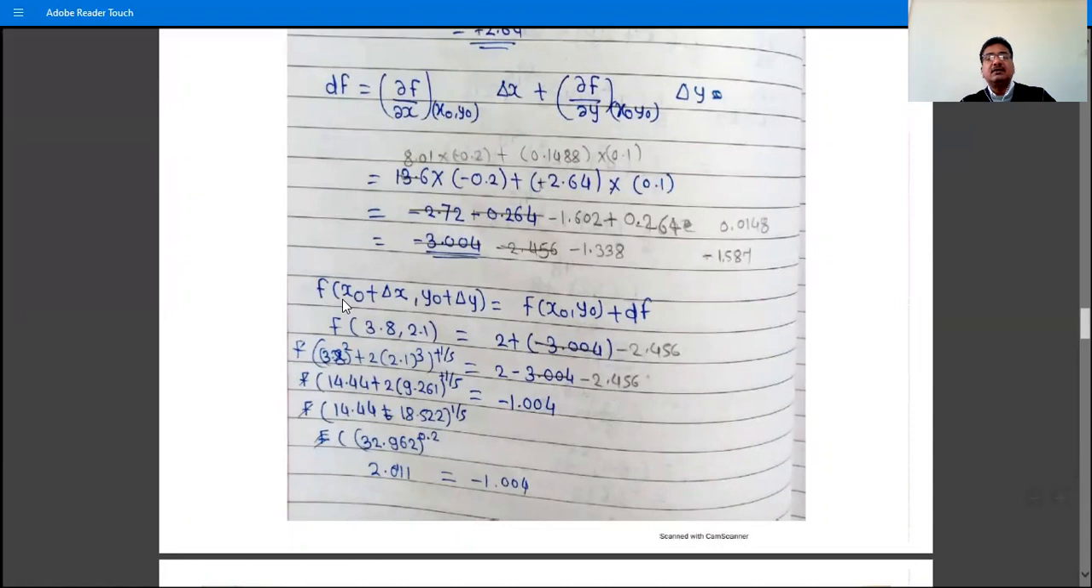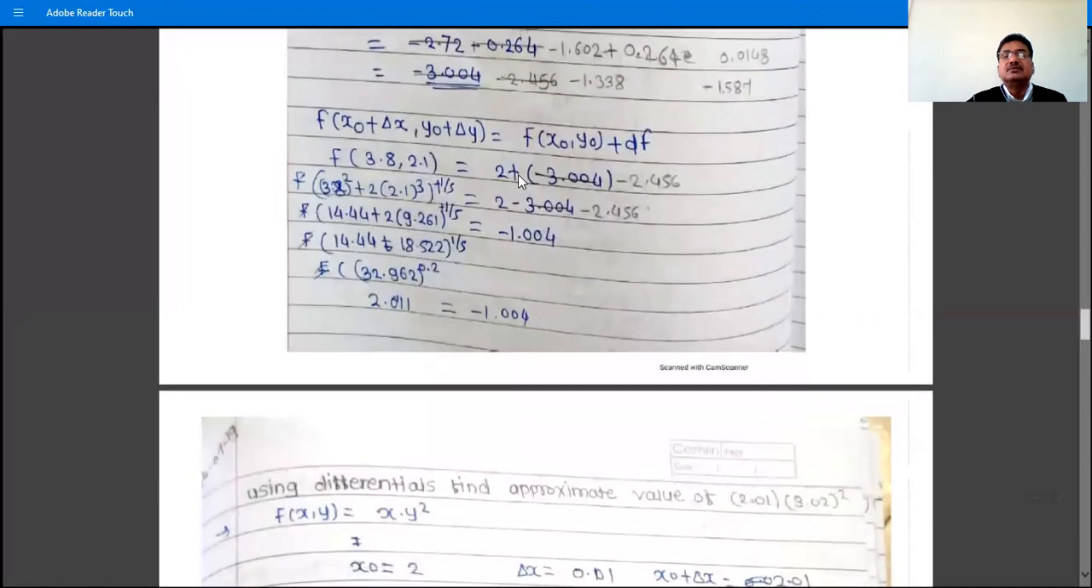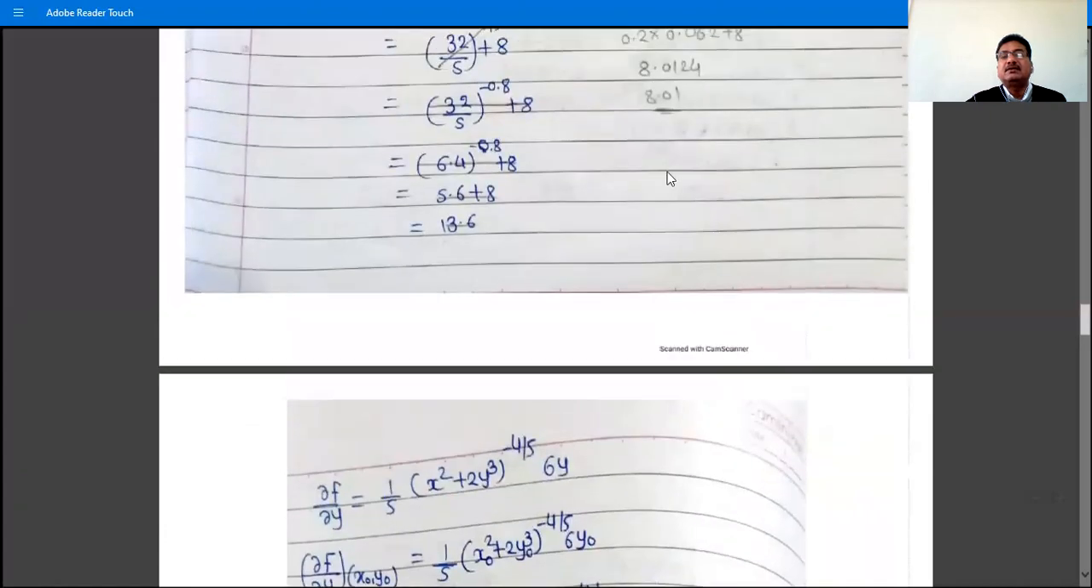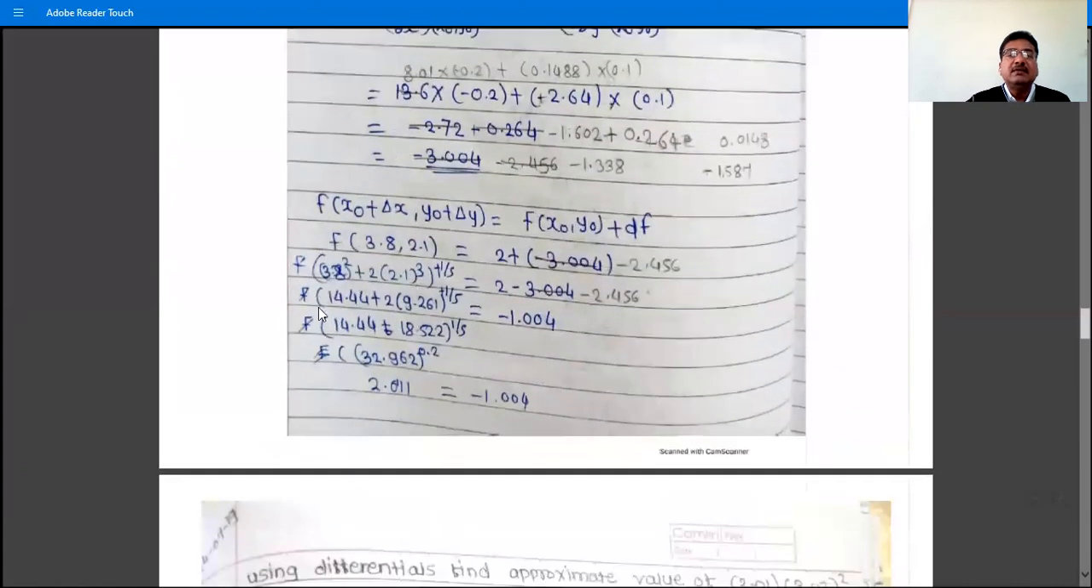And then the formula for the approximate value is f of x naught plus delta x, y naught plus delta y is f of x naught, y naught plus df. Substitute f of x naught, y naught, which is 2, and write the value of df, and find the value of f of 3.8, 2.1, because x naught plus delta x is 3.8 and y naught plus delta y is 2.1. Then f of 3.8, 2.1 is what? What is f of x, y?